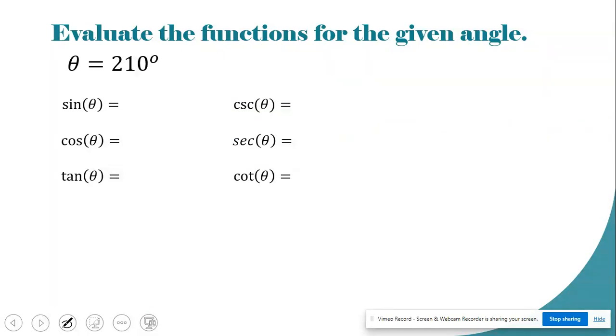210 degrees. That is going to be in quadrant 3 because it's less than 270 but greater than 180. I always think this is 180. This is 270. It's going to be closer to 180, which means its reference angle is going to be 30 degrees. Well, 180 plus 30 is 210.